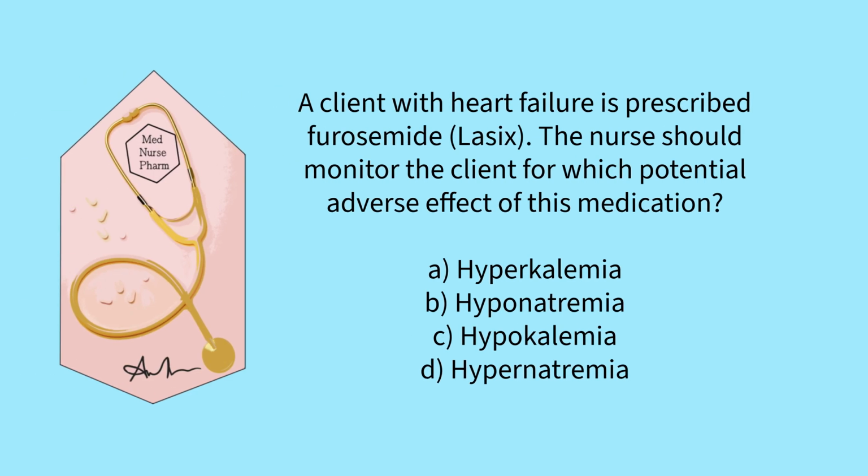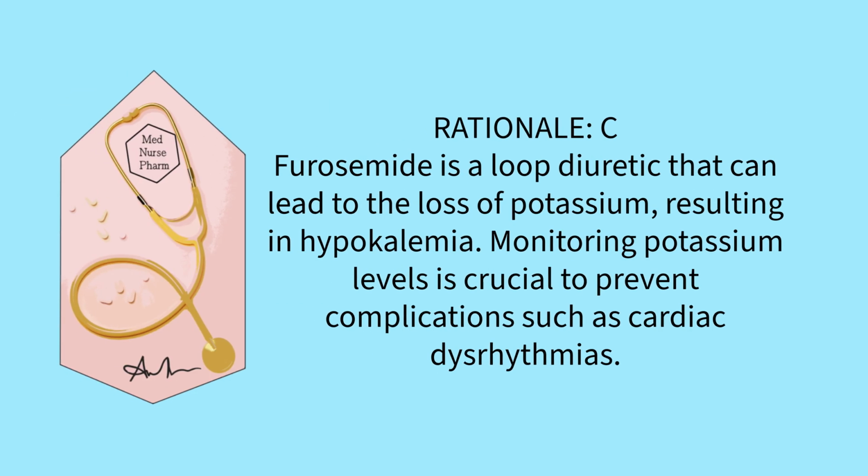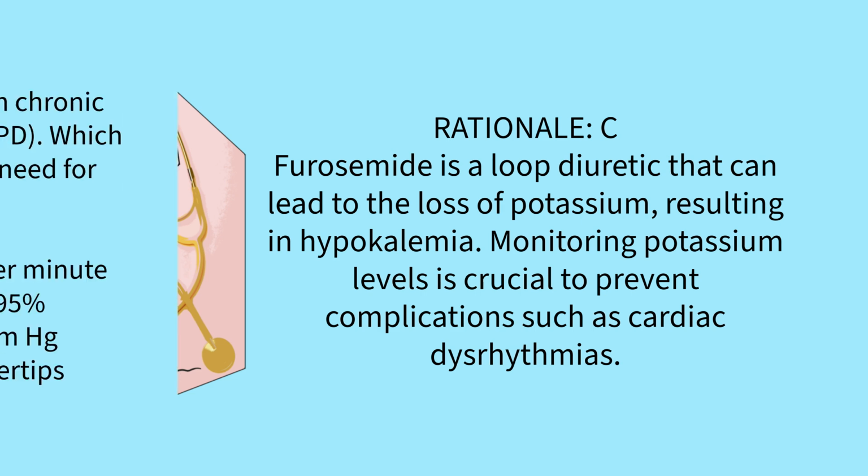A client with heart failure is prescribed furosemide. The nurse should monitor the client for which potential adverse effect of this medication: hyperkalemia, hyponatremia, hypokalemia, or hypernatremia? The correct answer is C. Furosemide is a loop diuretic that can lead to the loss of potassium, resulting in hypokalemia. Monitoring potassium levels is crucial to prevent complications such as cardiac dysrhythmias.